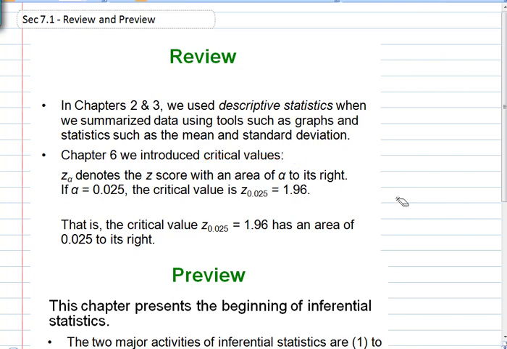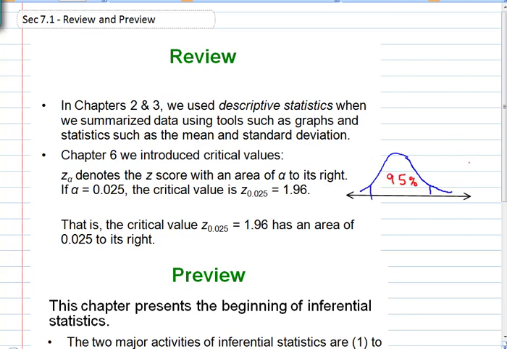We did this for some common values. Z sub alpha denotes the z-score with an area of alpha to the right. So if alpha is equal to 0.025, the critical value then would be z sub 0.025, and that's 1.96. The 1.96 is close to 2. If we went away 2 standard deviations from the mean, what percentage of data fell within that region? 2 standard deviations is 95%.